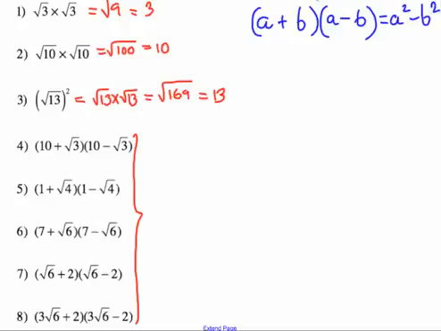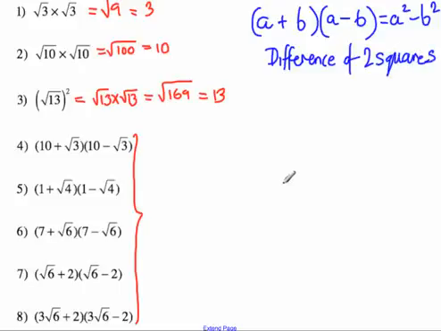Let's recap. If you're multiplying two brackets with the same terms in each bracket, an a and a b, an a and a b, but in one bracket you're doing a plus b, and in another bracket you're doing a subtract b, the answer is always the first number, a squared, subtract the second number, b squared. It's called the difference of two squares. It's a technique that comes up a lot in mathematics. Okay, let's go on and use that to work through these problems.